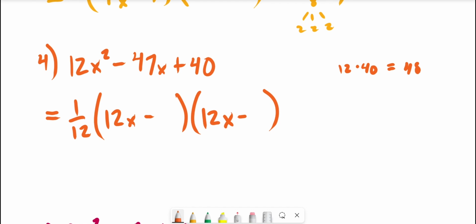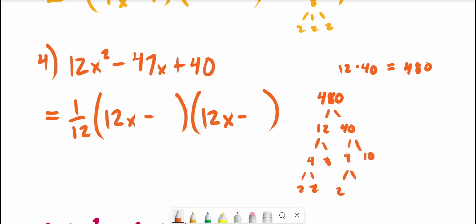So this is going to be 480, pretty big number there. Let's take a look. 480 breaks down by 12 and 40, like we saw. And then this is going to be 4 and 3, and this is going to be 2 and 2. And our 40 is another 4 and 10, and this is going to be another 2, 2, 2, and 5. Okay, so we've got 2 times 2 times 2 times 2 times 2 times 3 times 5, and that's 480.